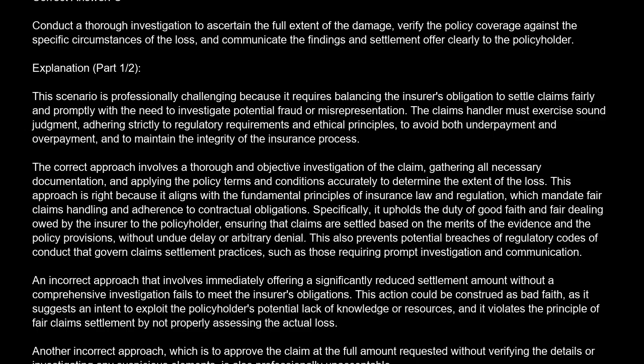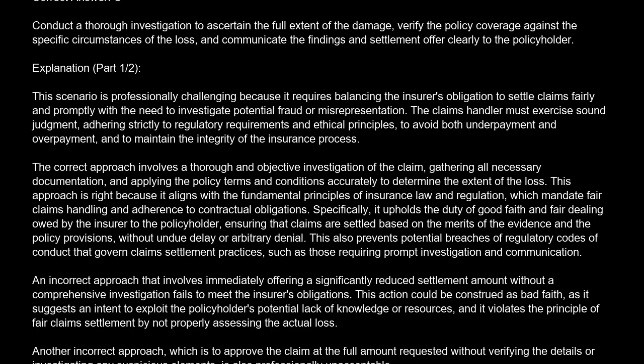This approach is right because it aligns with the fundamental principles of insurance law and regulation, which mandate fair claims handling and adherence to contractual obligations. Specifically, it upholds the duty of good faith and fair dealing owed by the insurer to the policyholder, ensuring that claims are settled based on the merits of the evidence and the policy provisions, without undue delay or arbitrary denial.